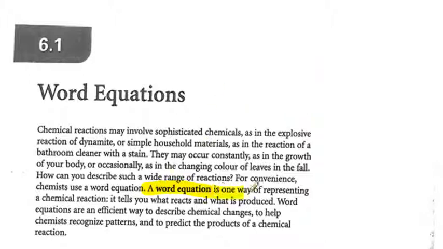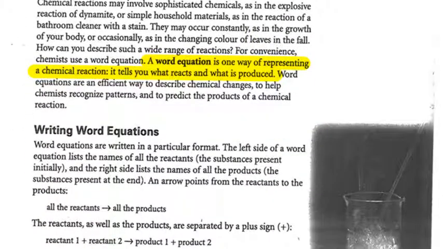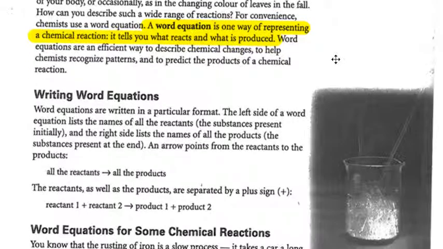So first of all, a word equation is one way of representing a chemical reaction. It tells you what reacts and what is produced. So if you look at the general form of a word equation, it's always similar to this. All reactants are on the left-hand side, and what is produced is on the right-hand side, and it's separated with an arrow. And the arrow, of course, means yields or gives; reactants turn into products.